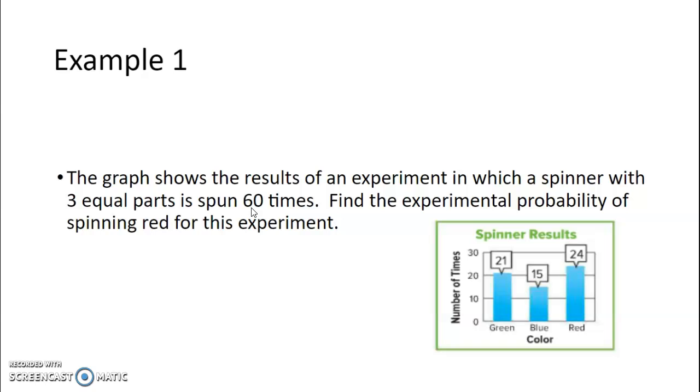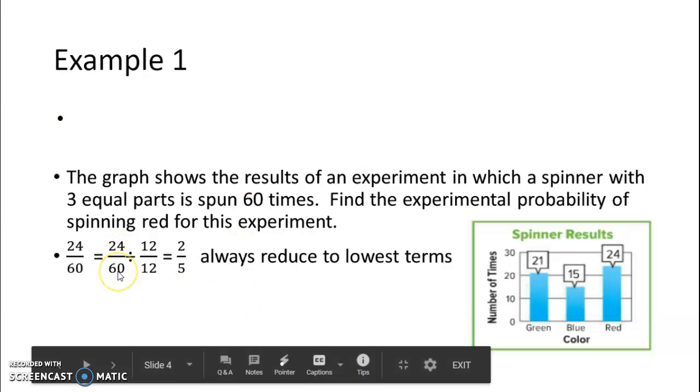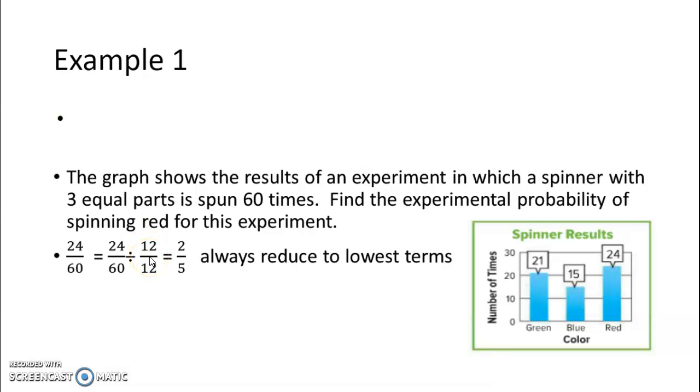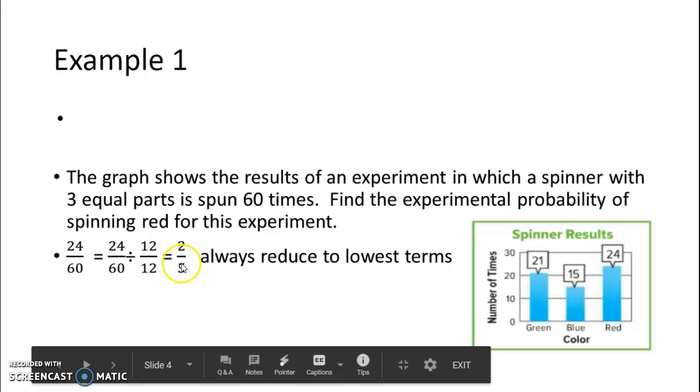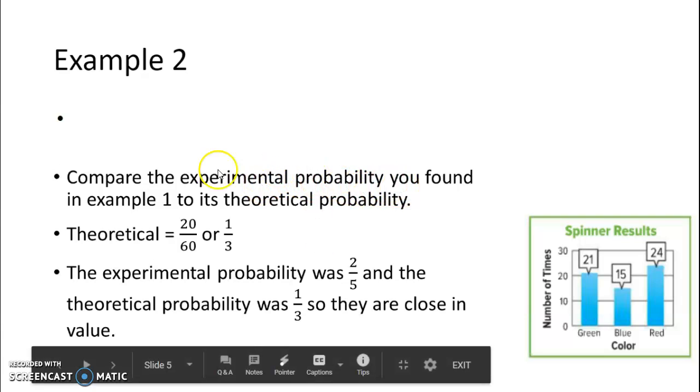And so we would write that as a ratio of 24 over 60. And just as in lesson 1, we need to reduce that into lowest terms. So if I move this on, you can see that with 24 over 60, I can divide both by 12. I could also divide them by 2 and just keep reducing that way. And then in lowest terms, it would be 2/5. So the experimental probability of landing on red is 2/5. But we're going to change this question for the next example. It says, compare the experimental probability you found in example 1 to its theoretical probability.